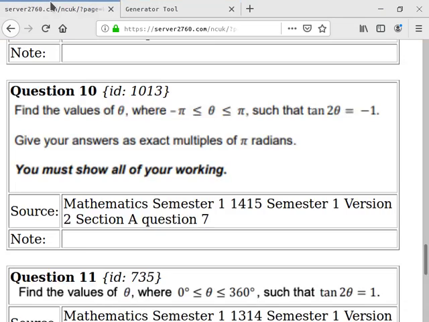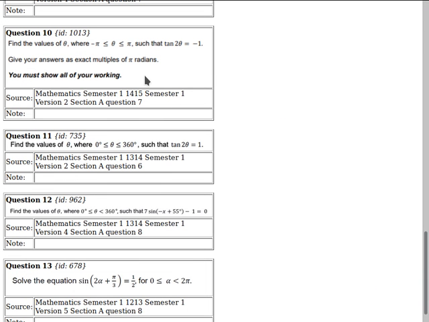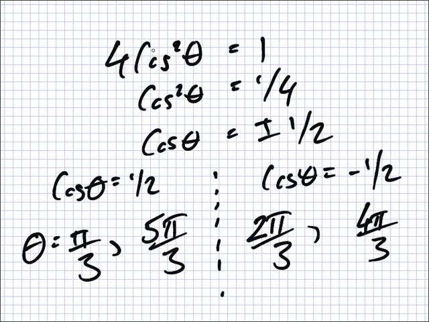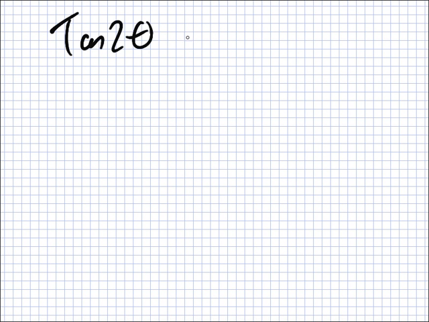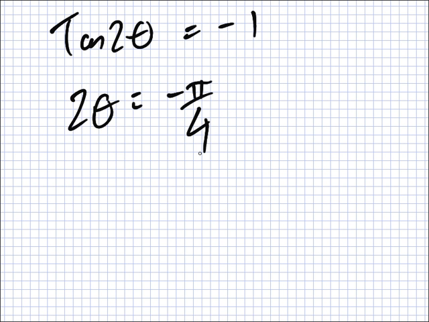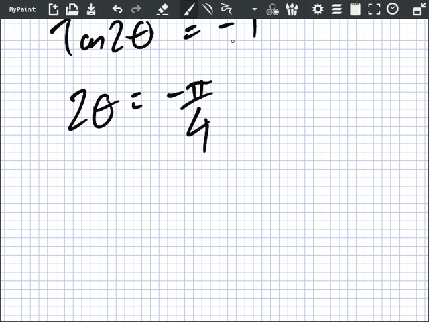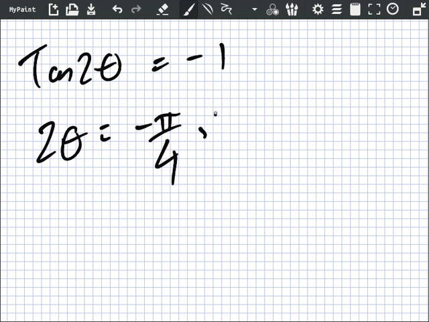Okay. Now, did you get that one? Which one was it? 10. How many answers? 4. Right. Tan 2 theta equals -1. So 2 theta equals tan inverse -1, which is minus pi over 4. Now, how do you get the second answer for tan? Plus pi. Correct. So this gives us 3 pi over 4.